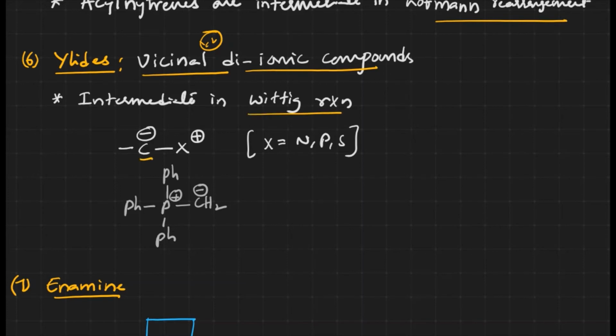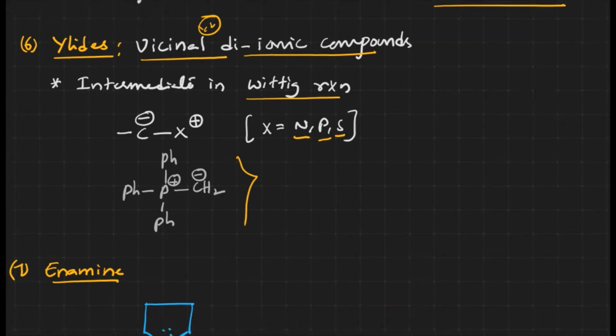Now let us take carbon and a particular element X over there. This might be anything, nitrogen, phosphorus or sulfur. Here what we have. This is an example of an intermediate in the Wittig reaction.